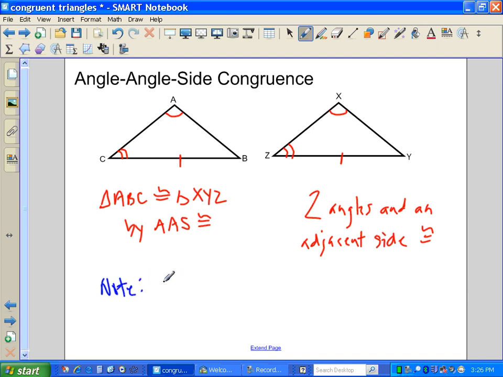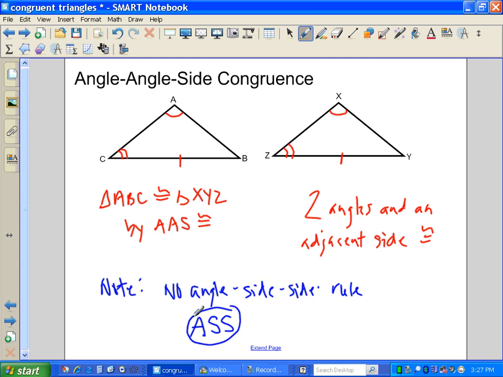Nowhere in any of these examples have we come across a rule that says if you have an angle and a side congruent, that you can say that you have enough information to show that the triangles are congruent. So what we like to say is there is no angle, side rule. Or if we just wanted to represent that with an image, we would say no of this.